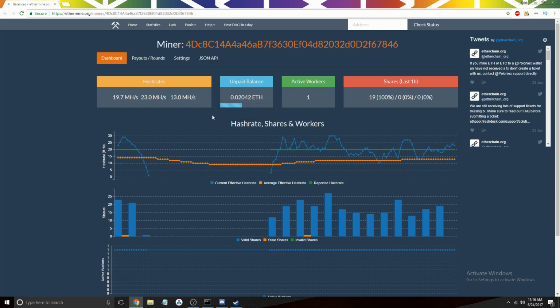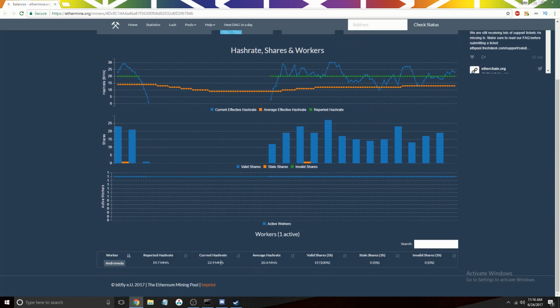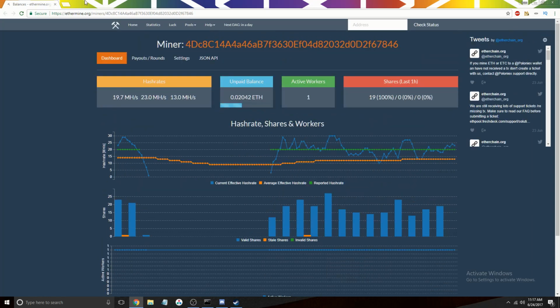0.02042 Ethereum over about 24 hours. It's not exactly 24 hours. You'll see I've started and stopped a few times, but it is about 24 hours. It's around 25, but we'll go with 24.